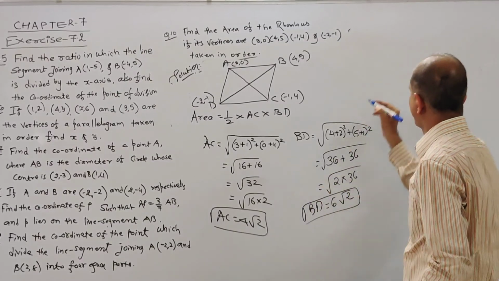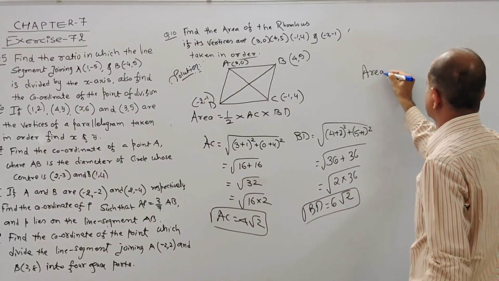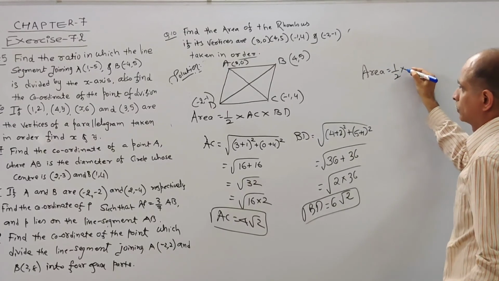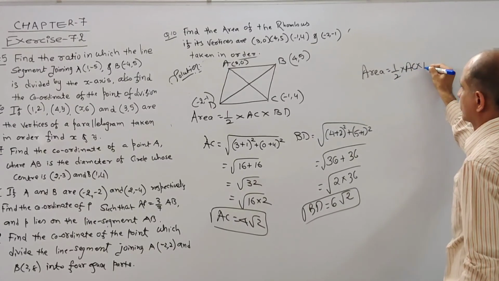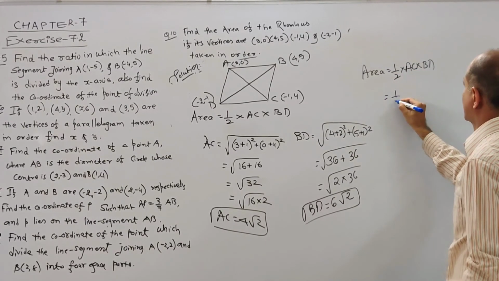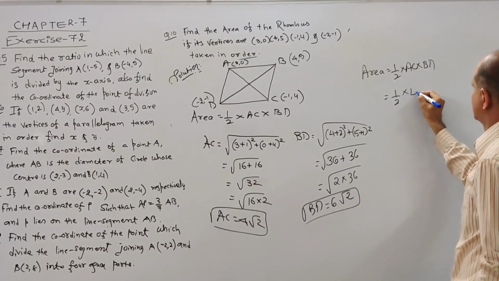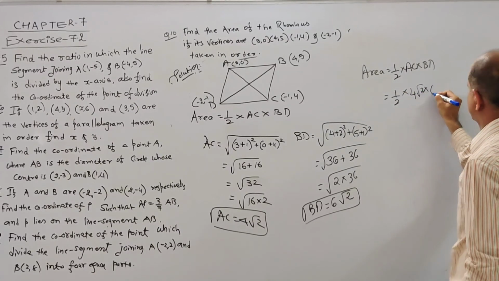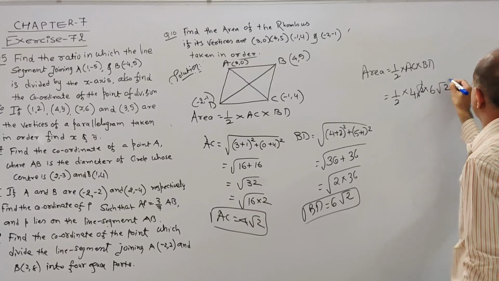Now the formula of area is equal to 1 by 2 into AC into BD, that is 1 by 2, AC means 4 root 2 into BD means 6 root 2. Root 2 cancel.